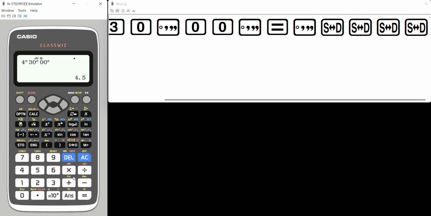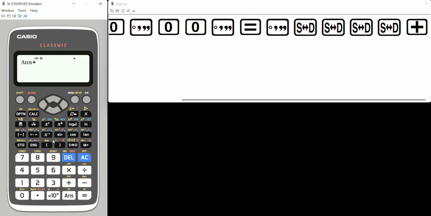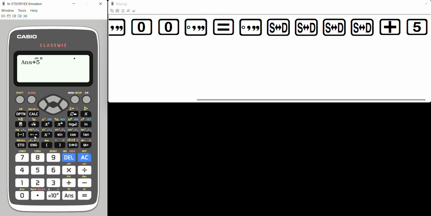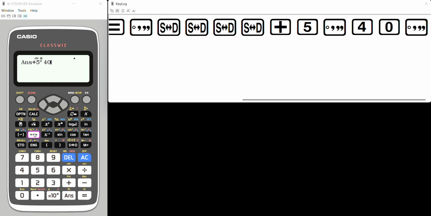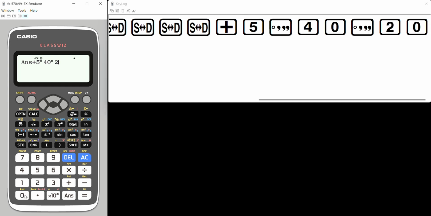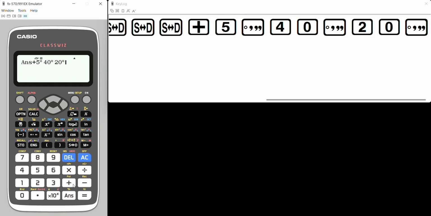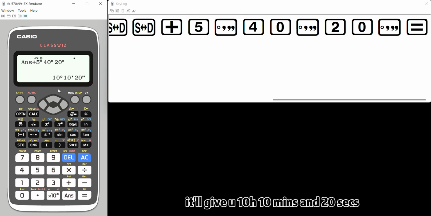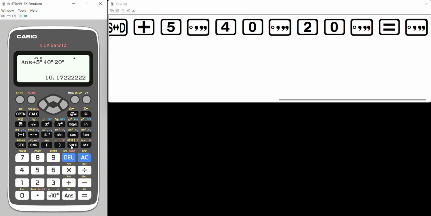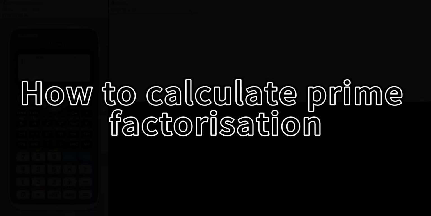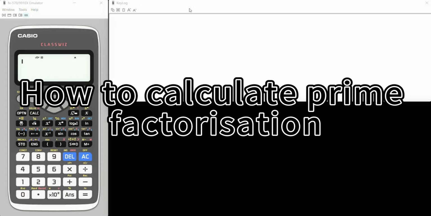What you can do extra as well is you can add with other numbers. For example, 5 hours and 40 minutes and 20 seconds. When you add those, they'll give you 10 hours, 10 minutes and 20 seconds. And you can change it to decimals as well and fractions.